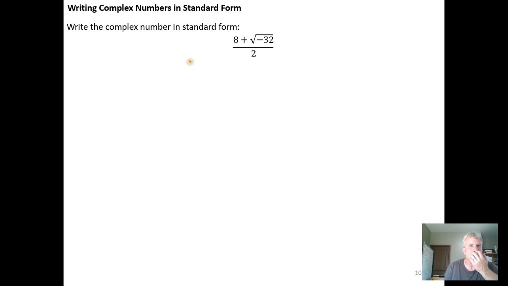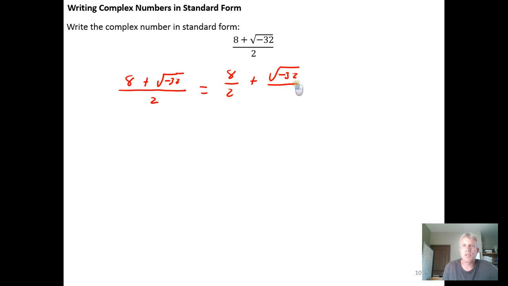So last example here, we've got an 8 plus the square root of -32 all over 2. We want to recognize that we can break this into two fractions. And I should mention, it says standard form. Anytime you see standard form, it's saying to write it in the form a plus b times i.